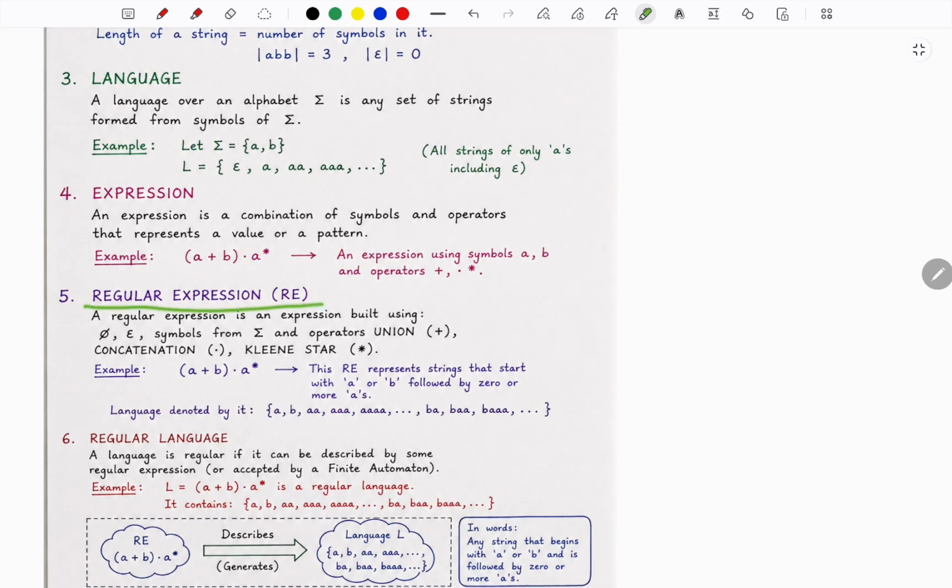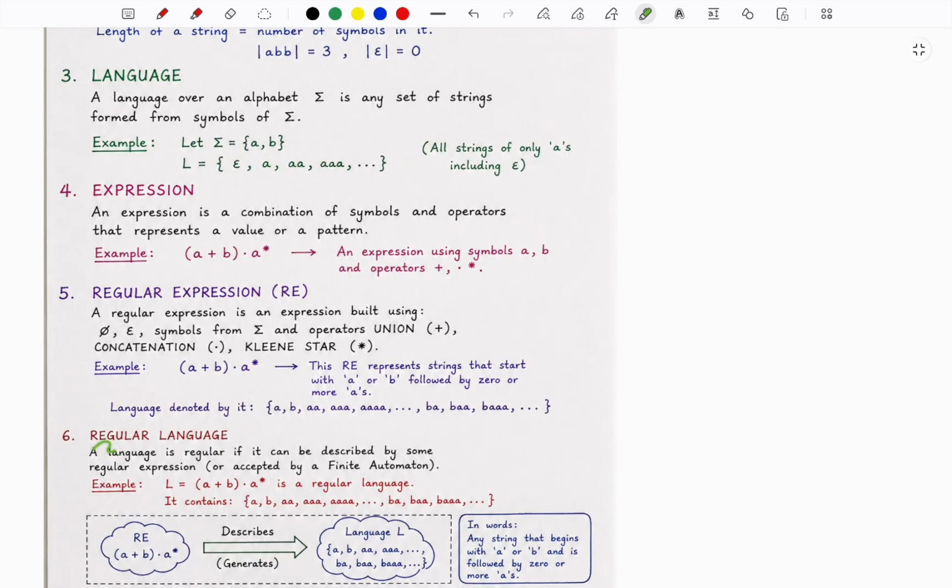What is regular expression? Regular expression is a pattern used to describe a language. Suppose we are given a language like this: strings that start with A or B followed by 0 or more A's. Then the regular expression of this language can be this: (A or B), concatenation, A star. Which language can this regular expression generate? Like this: A, B, AA, triple A, 4 times A, B, BA, BAA, etc.